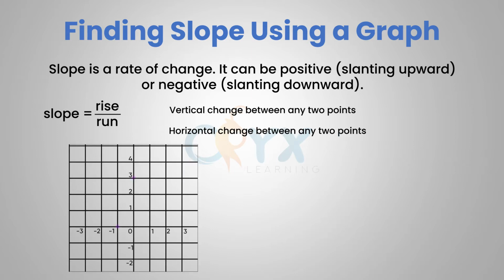In the graph, we can see that the vertical change from one point to the next is 3, and the horizontal change is 1. Therefore, the slope, or rise over run, is 3 over 1, or 3.